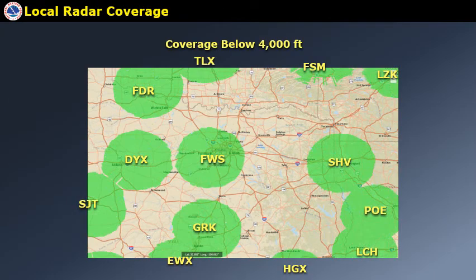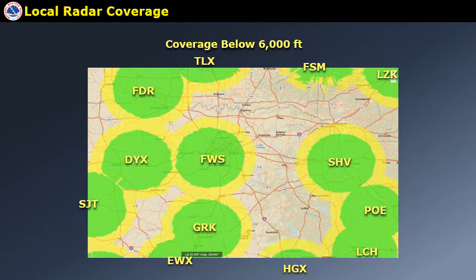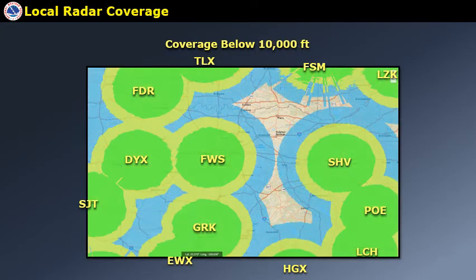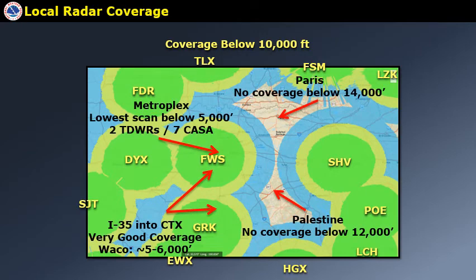Here's our radar coverage across North and Central Texas. The green circles represent where we have good radar coverage below 4,000 feet. The yellow circles represent regions where the lowest elevation that can be detected by the radar is around 6,000 feet. The blue circles represent regions where the lowest elevation that can be detected by radar is 10,000 feet. And the regions with no circles are where radar coverage below 12,000 feet is poor or non-existent.